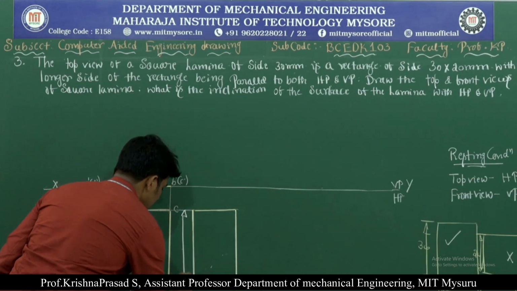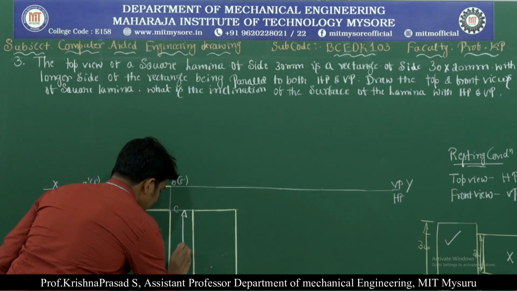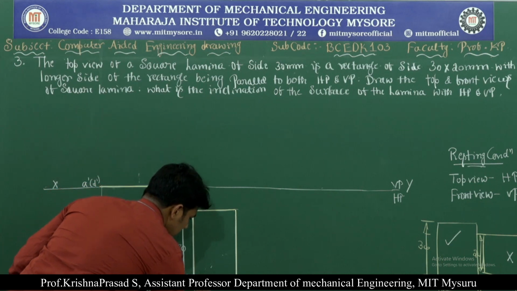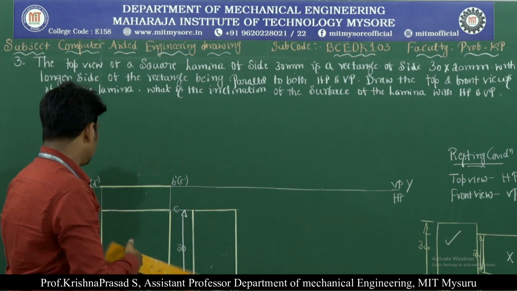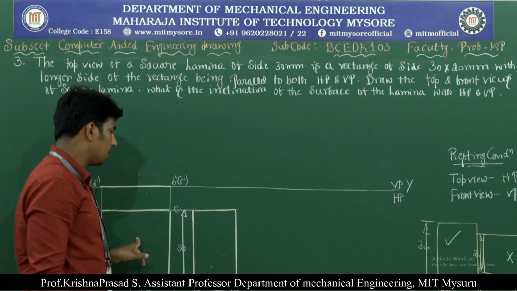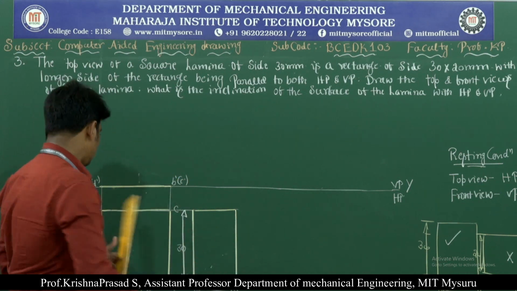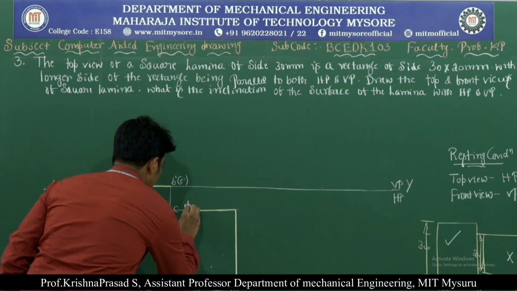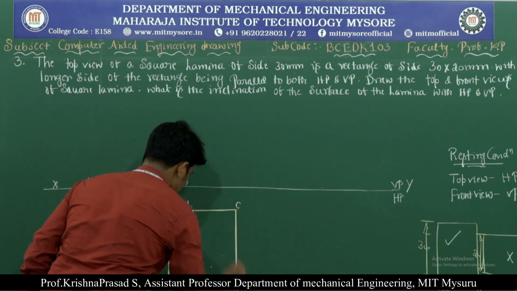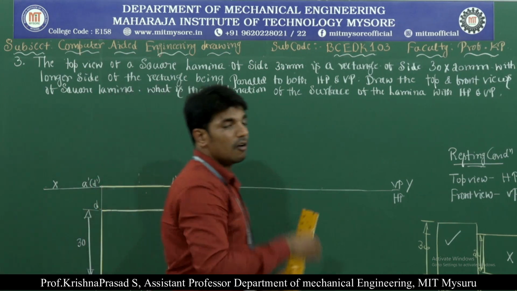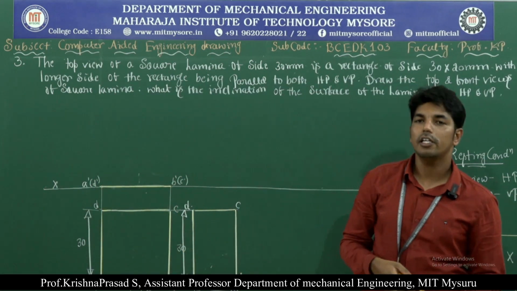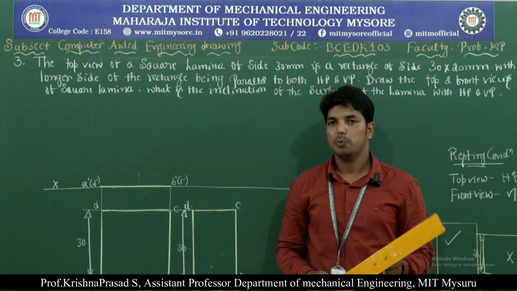This is called 30 and this is called 20, and the same naming should be carried from the first position to the second position. This is called D, this is called C, this is called B and this is called A. Now we need to find out the inclinations with respect to HP and VP.